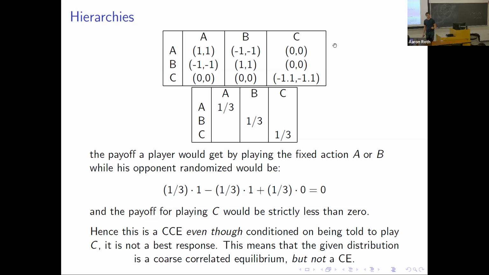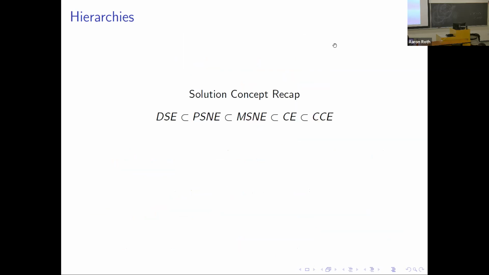Okay, questions about the difference between correlated equilibria and coarse correlated equilibria? Okay, so maybe adding a circle to our degenerate Venn diagram here. Coarse correlated equilibria generalize correlated equilibria. Correlated equilibria are coarse correlated equilibria, but there are some coarse correlated equilibria that are not correlated equilibria. So again, it's a larger class.